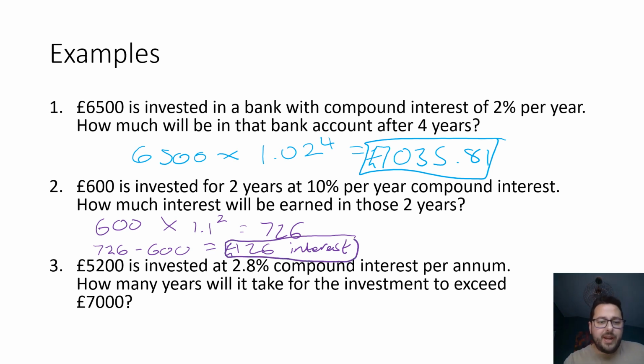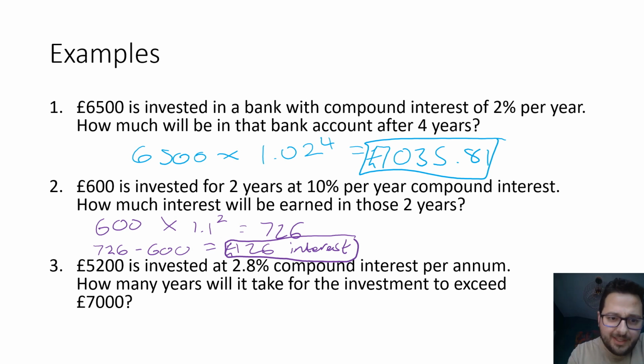All right, number 3, we've got that £5,200 is invested at 2.8% compound interest per annum. How many years will it take for the investment to exceed £7,000? Okay, so this time we can't really use our formula, but we want to basically use that multiplier again and again until we reach 7,000.